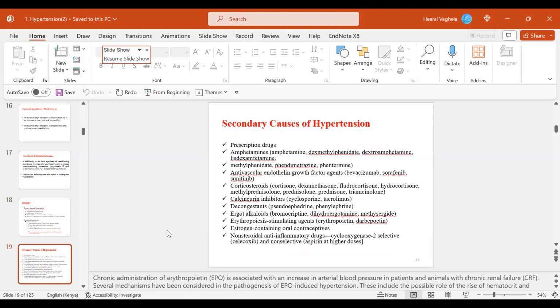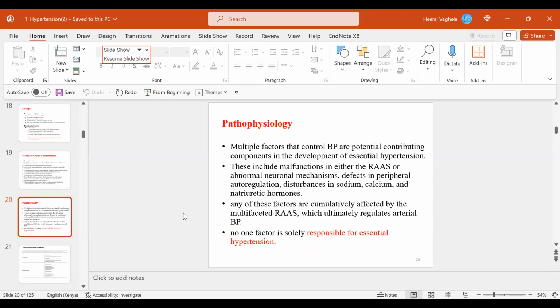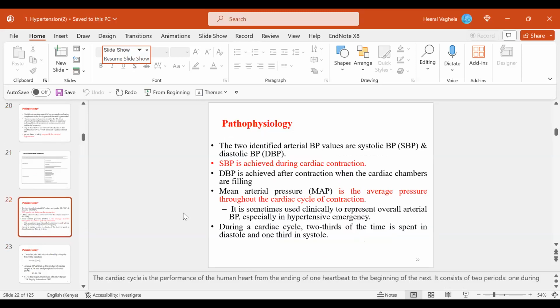And of course, there are so many drugs that cause hypertension, amphetamines. You can just see there are many. So pathophysiology is what I just explained before.